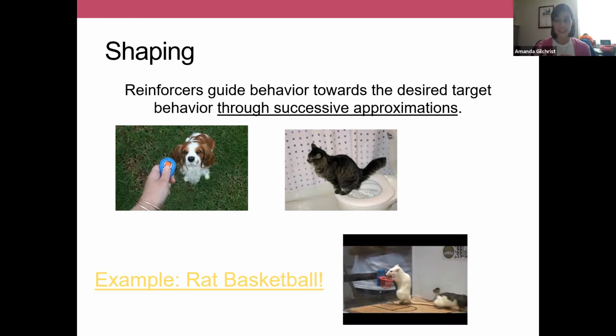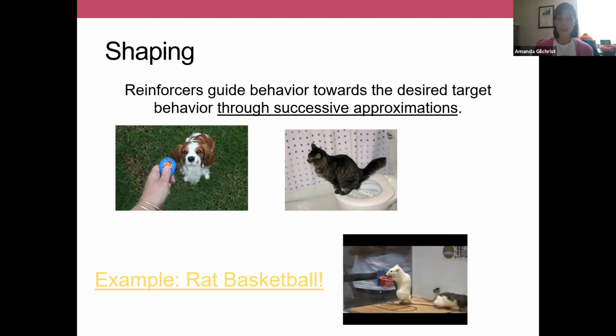Is it increasing? Is it more common than it used to be? If so, something is probably reinforcing it. So if we want to train a new behavior, and oftentimes we will see this with pets, but this is something we can also do with people, we can guide somebody toward a target behavior through successive approximations of that target behavior. And this is what is known as shaping.